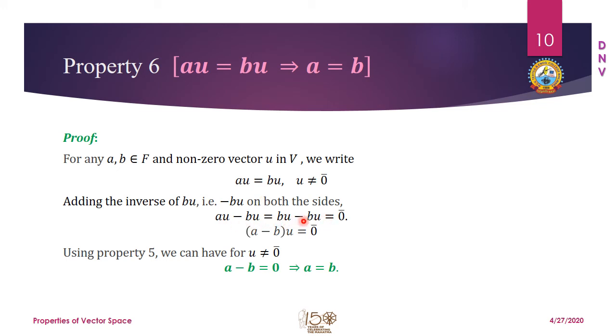A vector subtracted from itself, or if we add the additive inverse of a vector to itself, it always gives me the 0 vector. So left hand side, with the help of previous properties, I can write (a minus b) u equal to 0. But when u is not equal to 0, the last property number 5 says if the product is 0, then either of them will be 0. But here we have taken that u is a non-zero vector, so this bracket term a minus b will be 0, and this says that a equal to b.